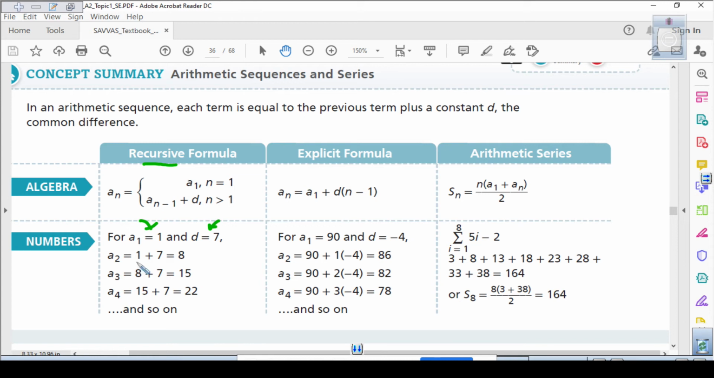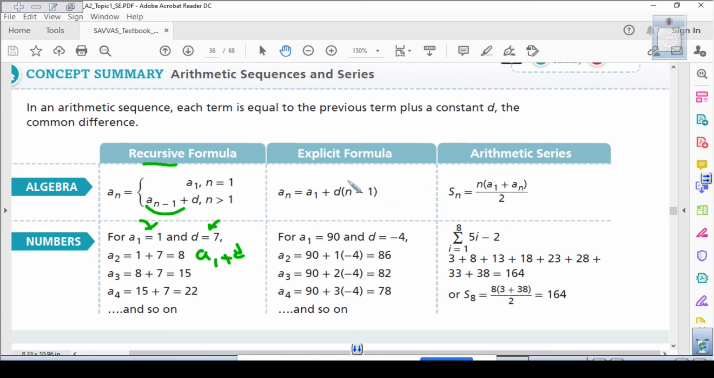Because a sub 2 is going to be, once again, a sub n minus 1, which means 2 minus 1. Let me write it down for you: a sub 2 minus 1 plus the distance. See that? What is 2 minus 1? 1. So you're basically saying a sub 1 plus the difference. Well, what is a sub 1? They gave you that. They said a sub 1 is 1. What's the difference? 7. So that's 1 plus 7.